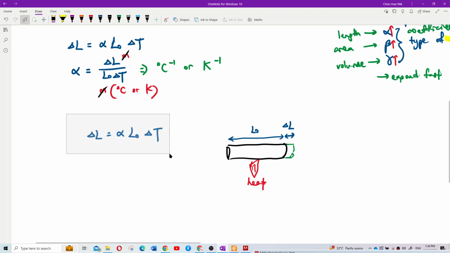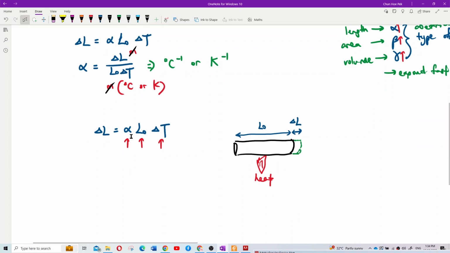This is the answer. It is based on three factors. It is based on what type of material is heated up, it is based on the original length, and it is based on how much increase in the temperature. Understand? So firstly, it is based on material, secondly original length, and thirdly change of temperature.